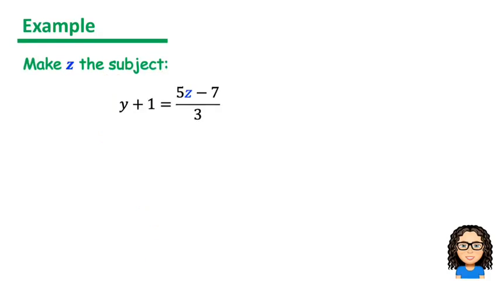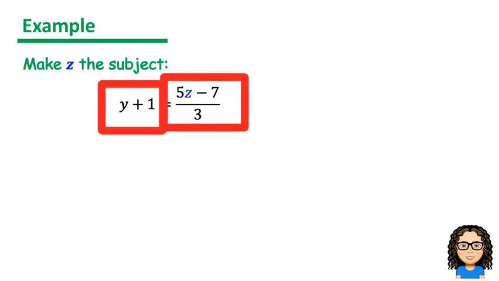So let's have a look now at this equation. I want to rearrange this equation to make z the subject. Again, I've got the z on the right hand side. So I'm going to do the same trick as before, and flip the right hand side and the left hand side around. That's going to give me 5z take away 7 all over 3 equals y plus 1.